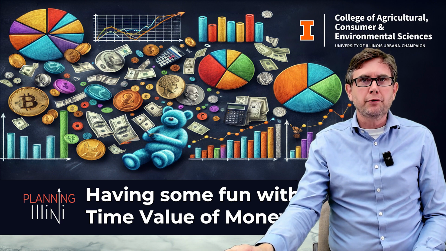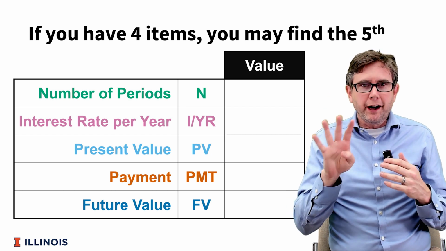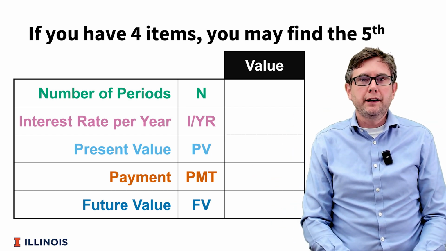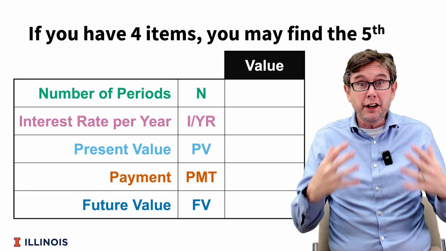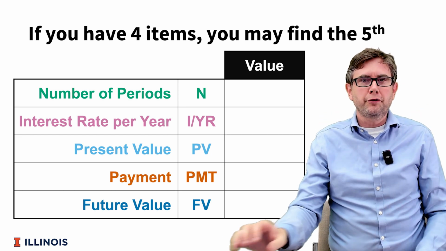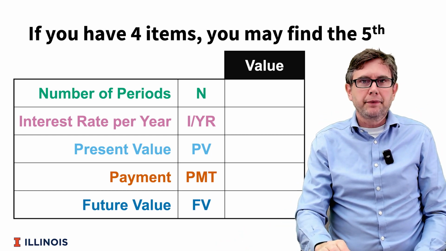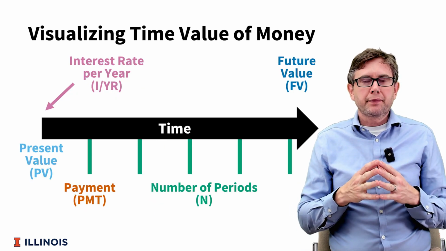And so let's take a look right off the bat at, remember, you've got 4 items, you can always find a fifth, right? So if I give you N, I, PV, payment, you can find FV. If I give you any of the 4, you can find a fifth. And that's sort of refreshing with time value of money and a really easy way to move forward.